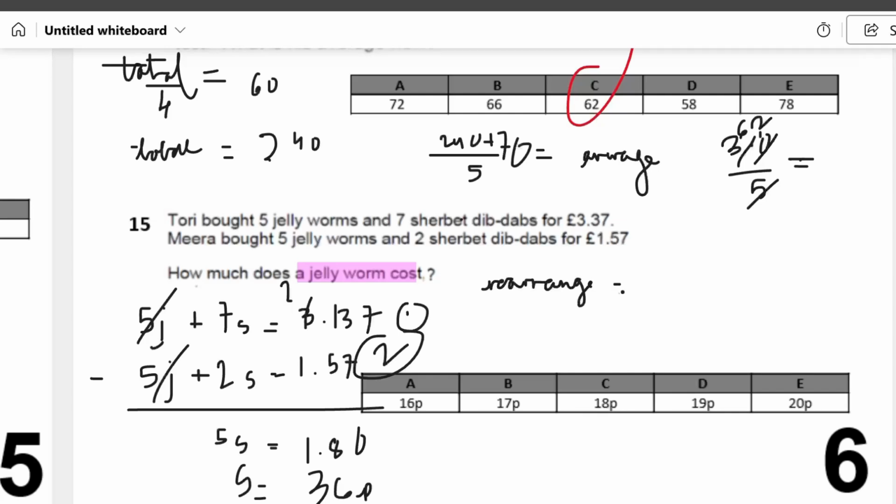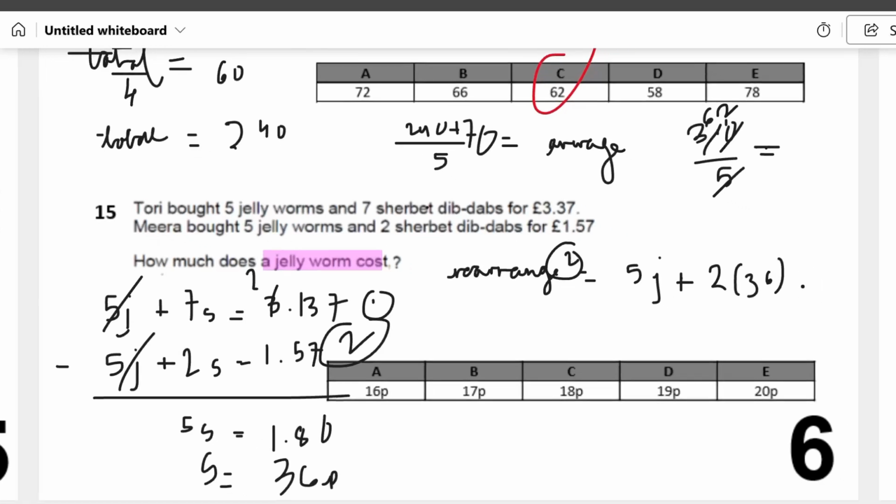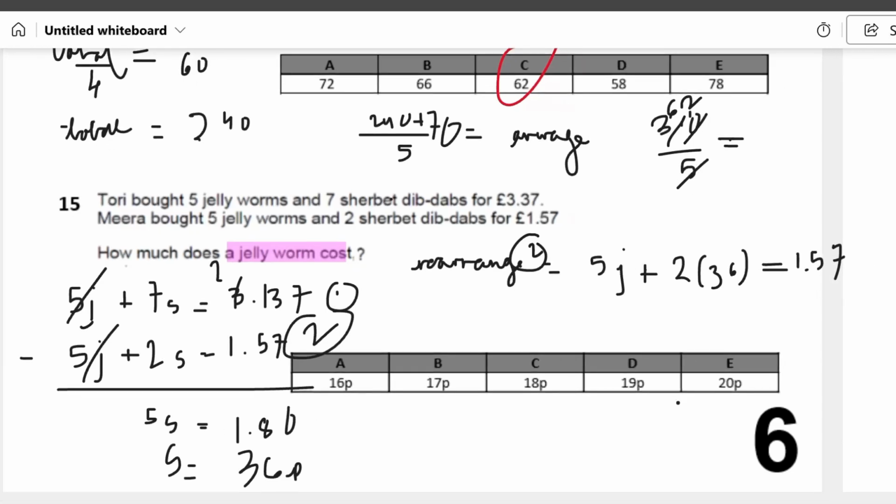Once we have that, we're going to rearrange back into equation, this one would be easier, so equation 2. And then we have 5j plus 2s. We know the value of 1s. That's going to be 36, is equal to £1.57. So we can rearrange this: 5j plus 72, 2 times 36 is 72, is equal to the same thing. And then we know that 5j is equal to £1.57 minus 72.